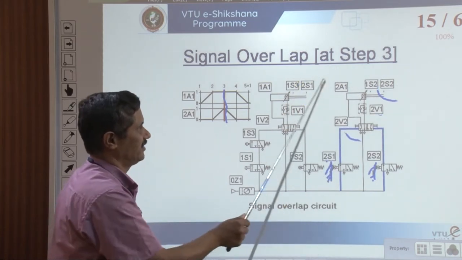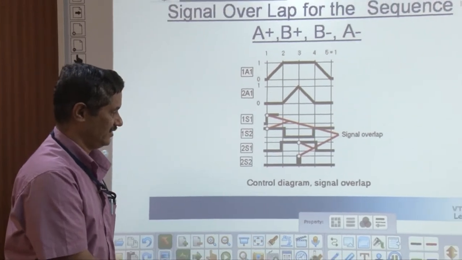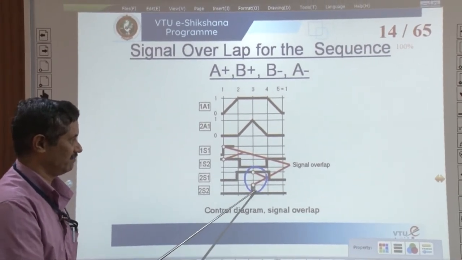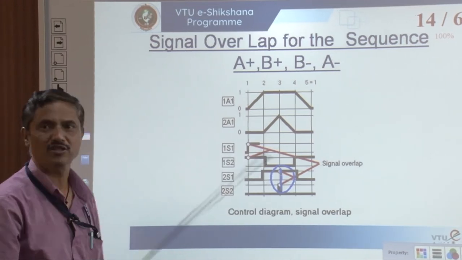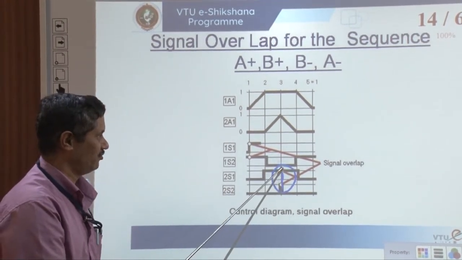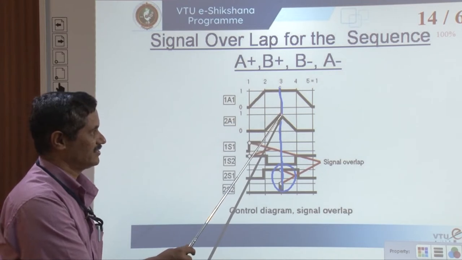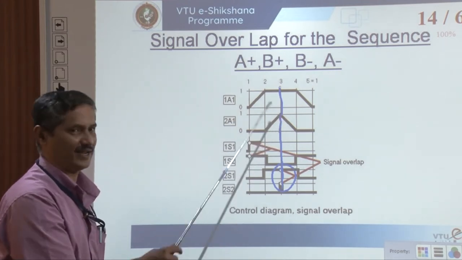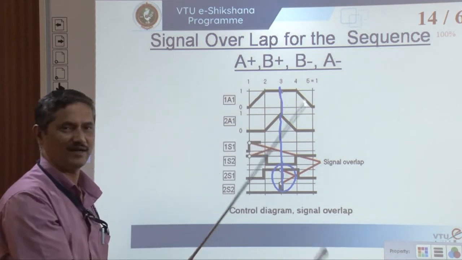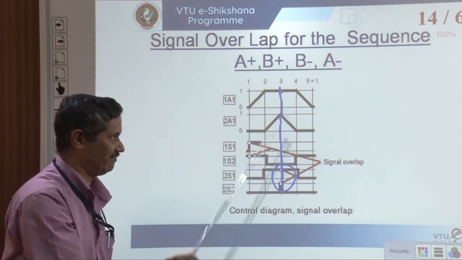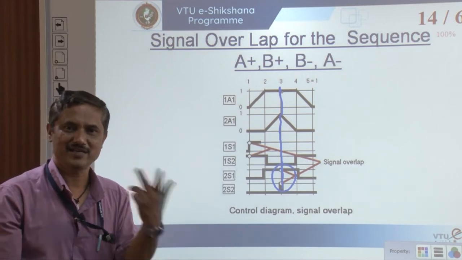So in such cases, this is the second instance where the signal overlap can occur. That means 2S1 and 2S2 are both pressed. When can this happen? If you move up here, you can see it can happen at this point. That means when cylinder B starts retracting, having already moved forward and wanting to retract, cylinder A remains constant here, just forward and reverse. So at this point of time, you can have a second signal overlapping condition.